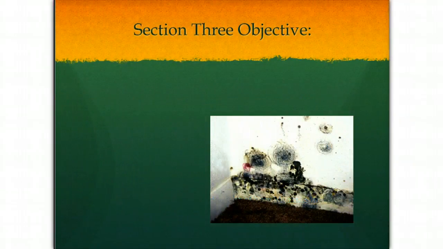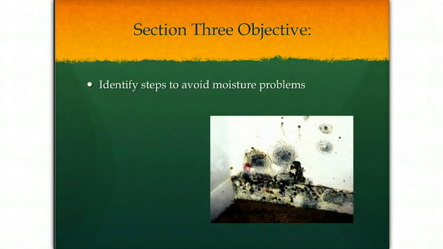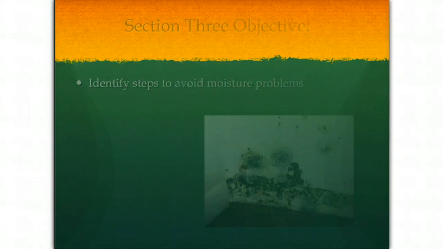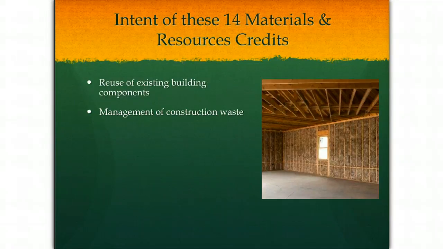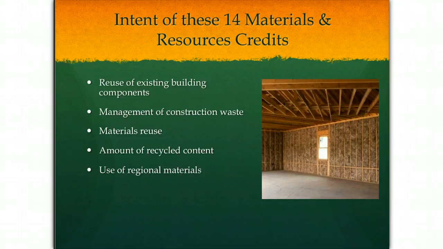The objective of this section is to identify steps that the designer can implement to avoid moisture problems when using new wall system products. The focus of Section 3 is to take an in-depth look at the intent of 14 materials and resources credits: reuse of existing building components, the management of construction waste, materials reuse, amount of recycled content, the use of regional materials, the use of rapidly renewable materials, and the use of certified wood.